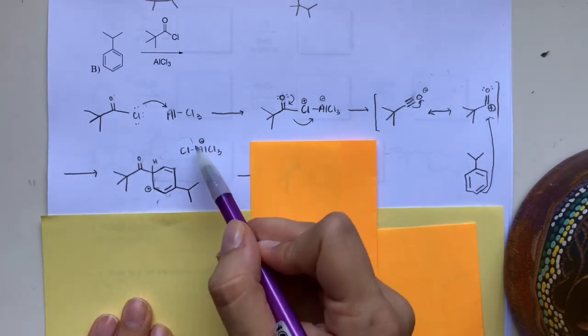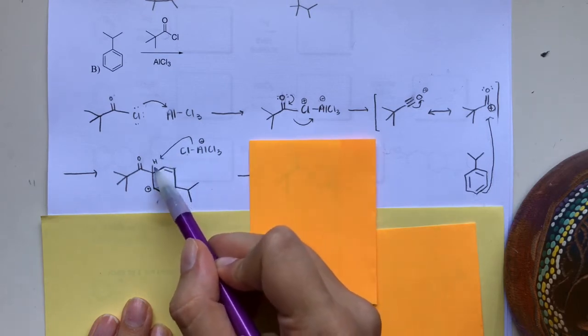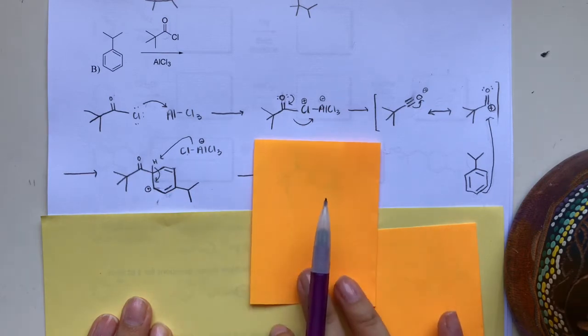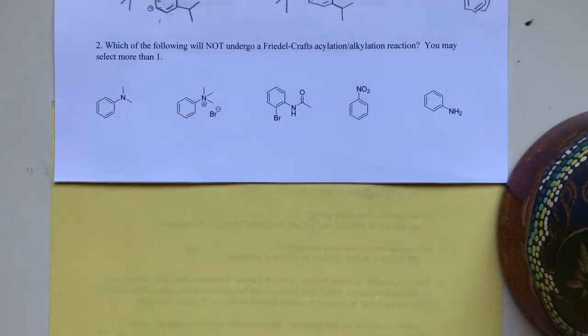The bond between Cl-AlCl3 takes the hydrogen. The hydrogen donates its electrons to create a double bond in a process called proton transfer and gives our final product. Number 2. Which of the following will not undergo a Friedel-Crafts acylation or alkylation reaction? You may select more than one.